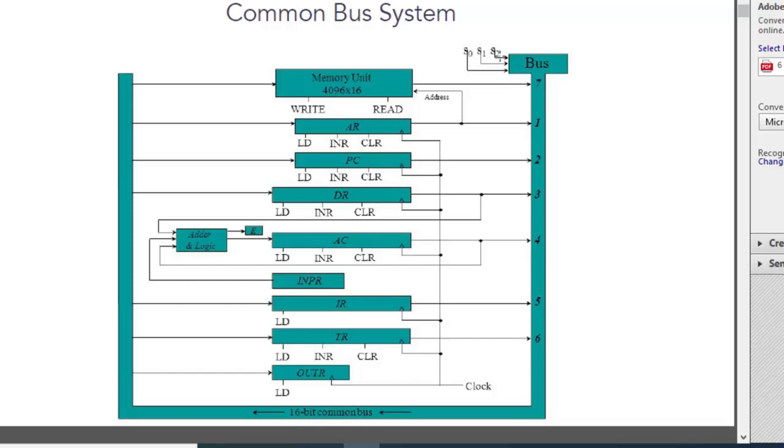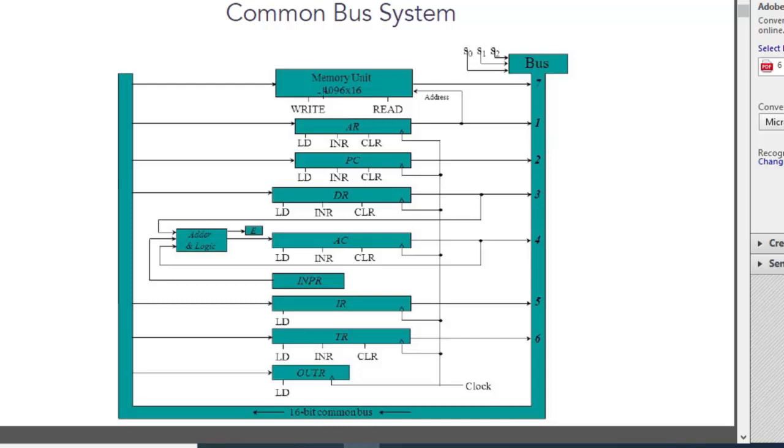So if the value of S2 is 0, S1 is 0 and S0 is 1, that means it will be equal to the decimal number one. So in that case the address register will be active and it will transfer its content to the 16-bit common bus. Here you can see that this is a memory unit.